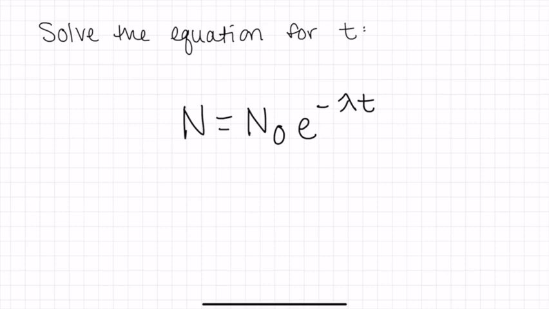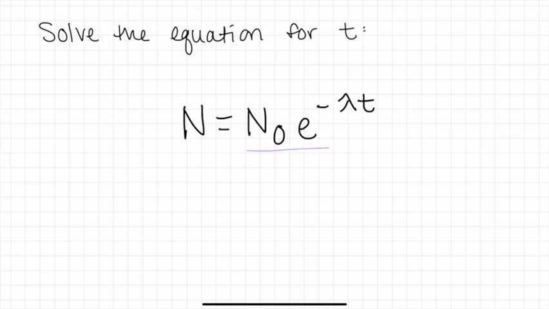Our first problem was just an algebra question with a little bit more of an involved question. So we're trying to isolate and get this t out of that exponent and by itself. There's a few different ways that you could approach this problem. I'm going to start off by just getting the exponent by itself.